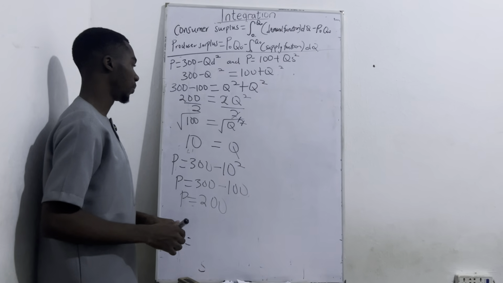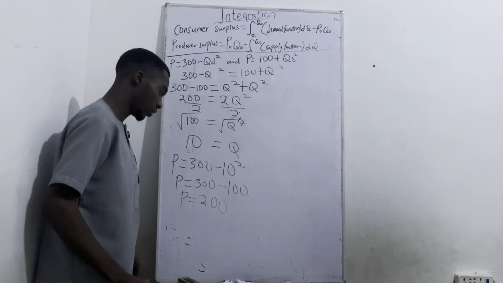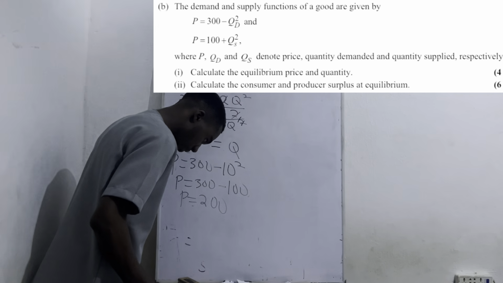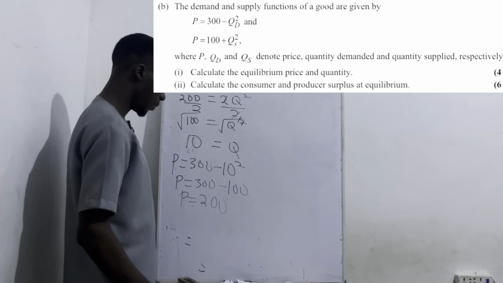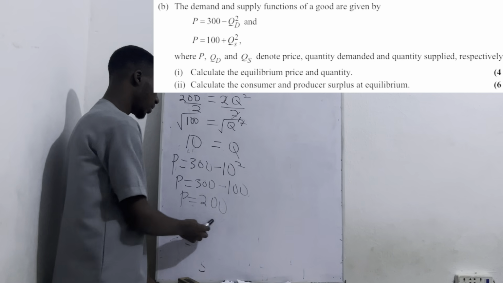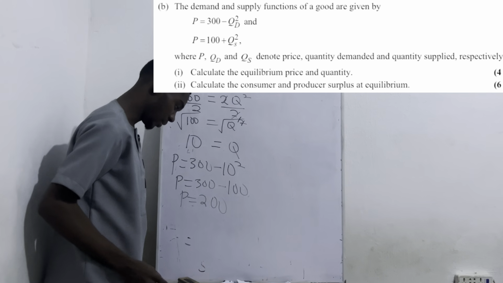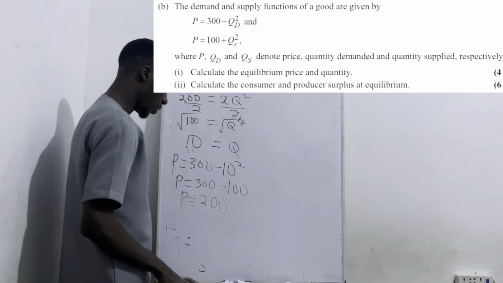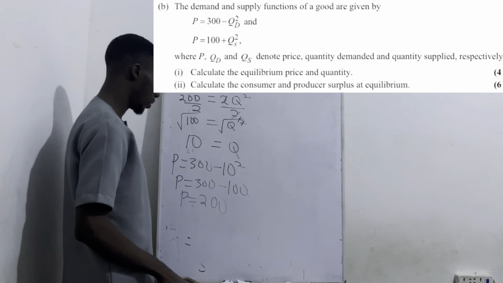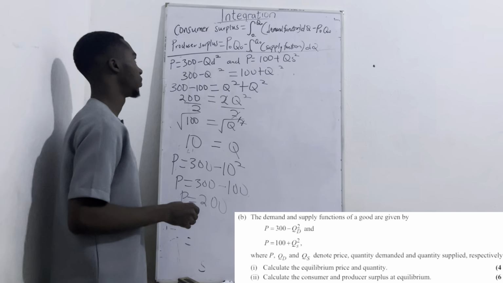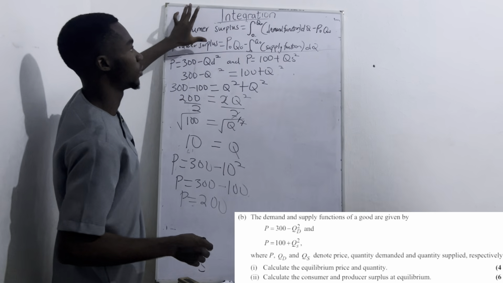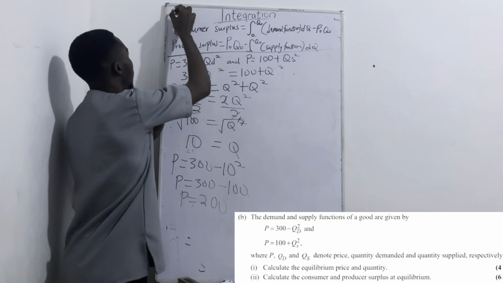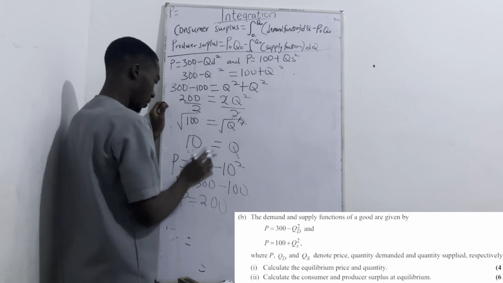So now that we found the equilibrium price and the equilibrium quantity, we can move on to the next one. So that's for the first part of the question: calculate the equilibrium price and quantity. Therefore, the equilibrium price is 200 and the equilibrium quantity is 10. Then you can move on to the second part, which is what you're interested in. It says that we should calculate the consumer and producer surplus at equilibrium. They will already give you the formula, which is what we've written here. So now we know that our equilibrium price, what you just did, is 200.